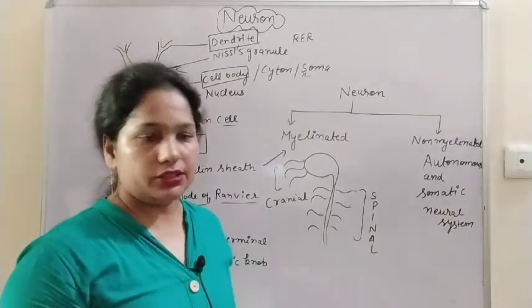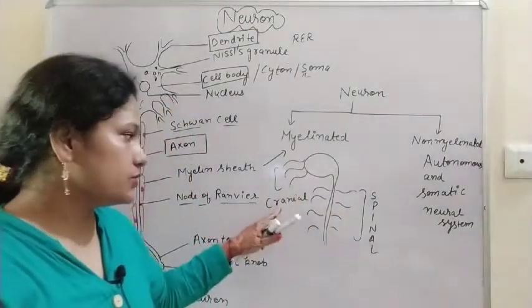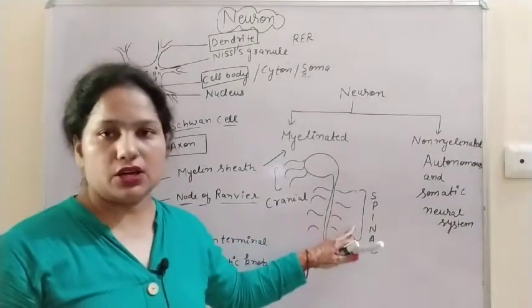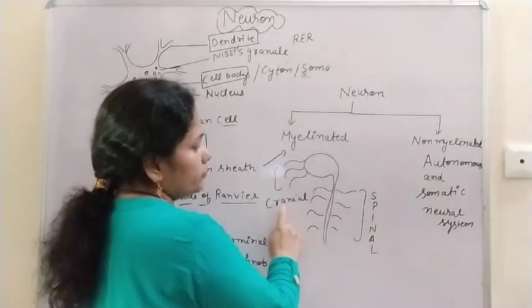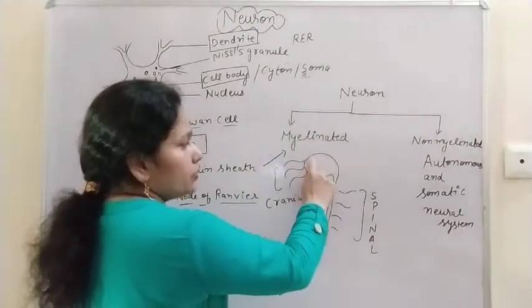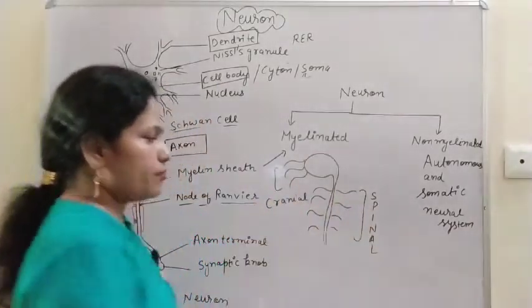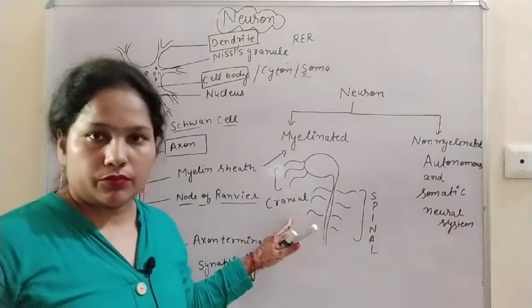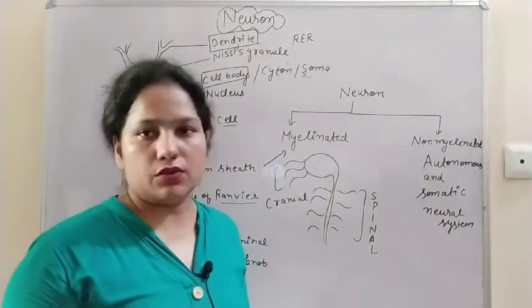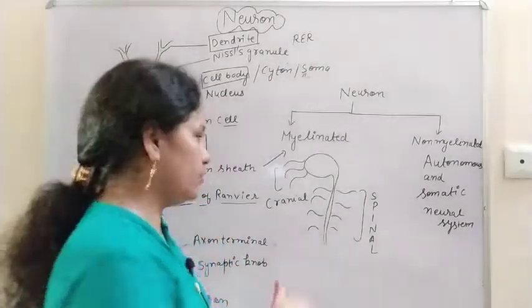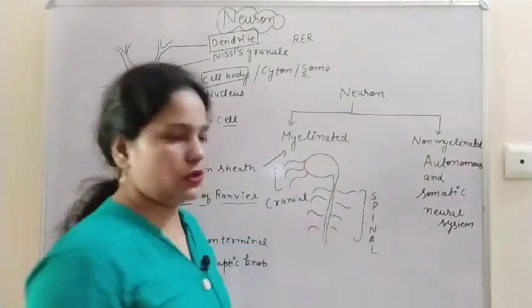So it is present in the cranial nerves and the spinal nerves. Means these cranial nerves and the spinal nerves are the myelinated nerves. Cranial nerves arise from the brain, and spinal nerves arise from the spinal cord. Okay, and these are also known as the peripheral nervous system, because in the peripheral nervous system the nerves arise from the brain and the spinal cord.